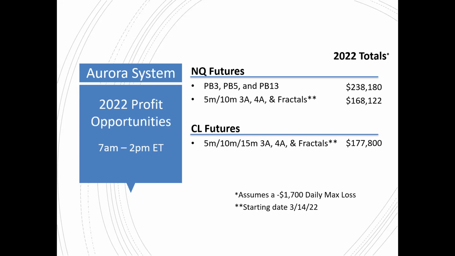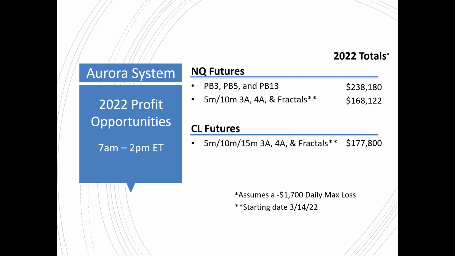This should be actually PB35, which is based on a 3-minute and a 5-minute alignment, and PB13, which is based on a 10-minute and a 3-minute alignment. Those signals produced profit opportunities of over $238,000 for 2022.